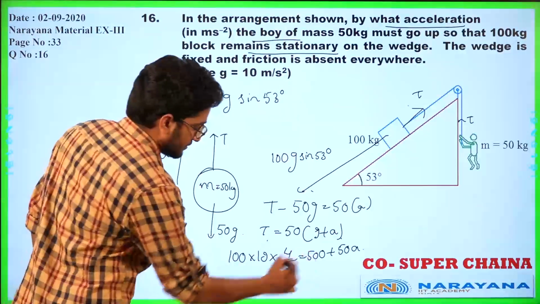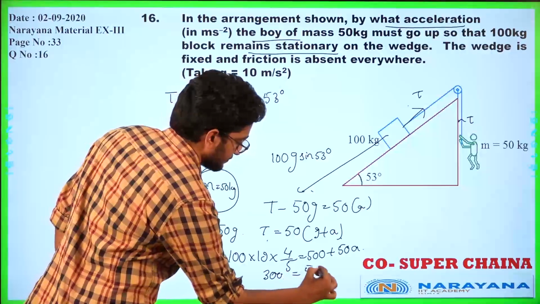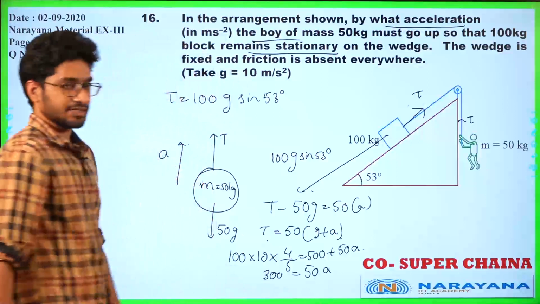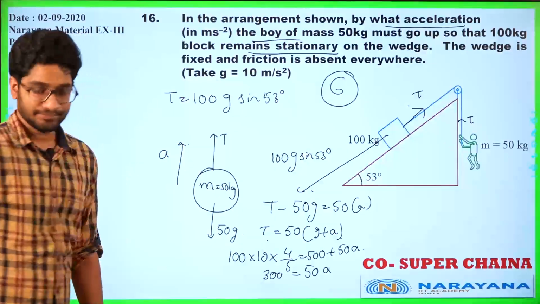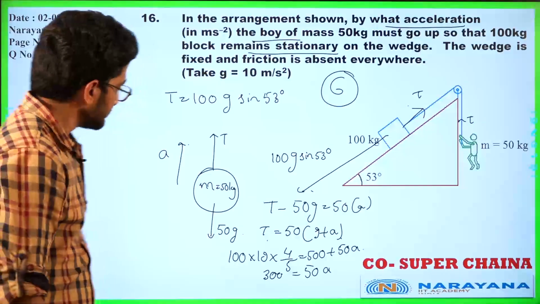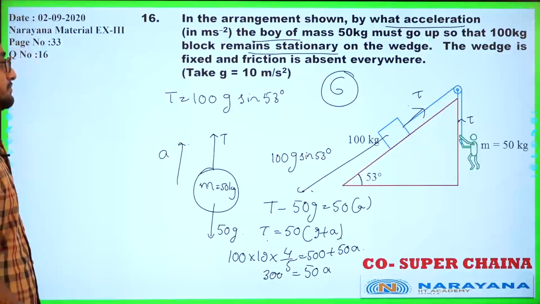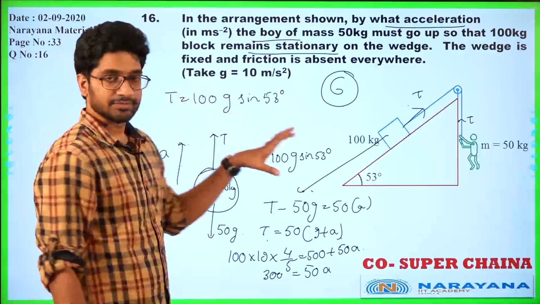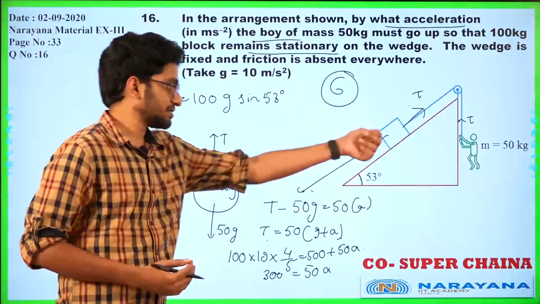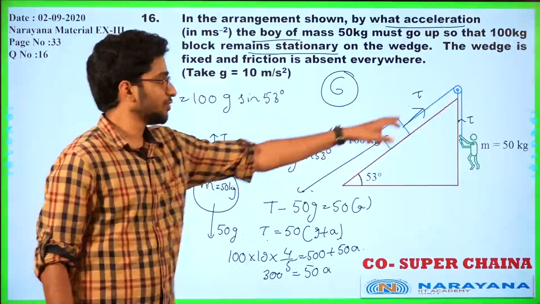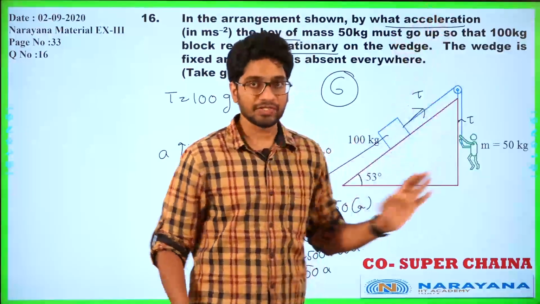So this is 800. 800 minus 500, 300, is 50A. So I get acceleration as 6. So the acceleration with which he should move is 6. So whenever there is equilibrium, the problem becomes easier because in equilibrium net forces will be 0. You don't have to assume the acceleration or anything. So this block is not moving because of the tension, but the tension is too high, so he is moving up because of the tension.